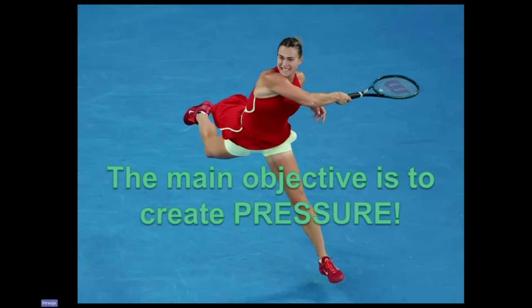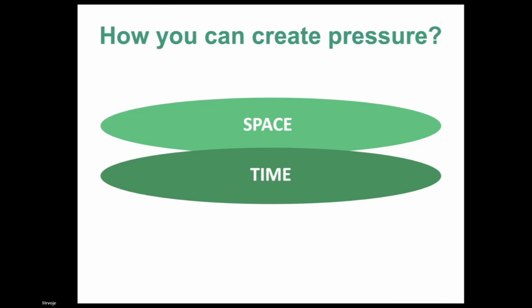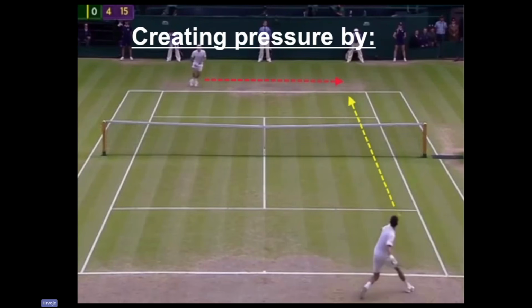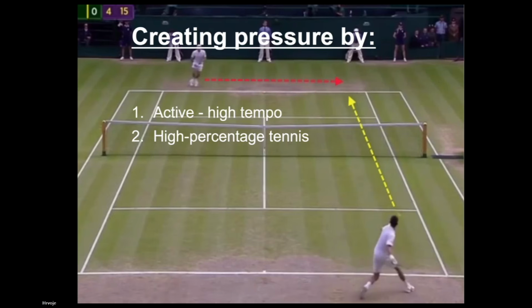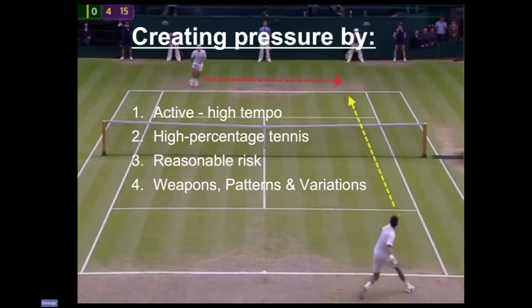Actually, there are two key elements that the players are combining in order to create pressure. One is how they use space, and another one is how they use time. So by combining these two factors, space and time, we can create pressure in different ways according to our game style. So when creating pressure, the players can use active game, high tempo. They can use high percentage tennis. But then, in order not to be predictable with high percentage tennis, they also have to apply what we would call reasonable risk. And by all of this, they will be using their weapons, patterns, and variations.